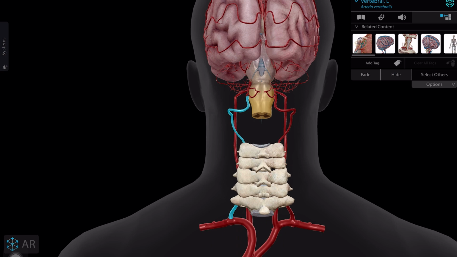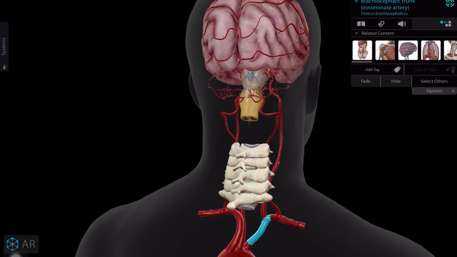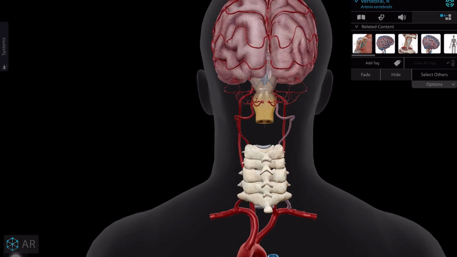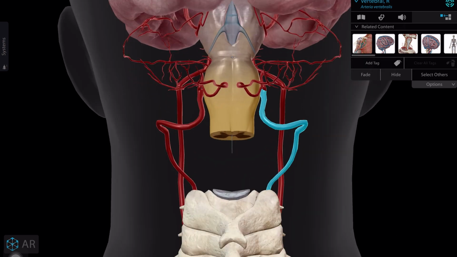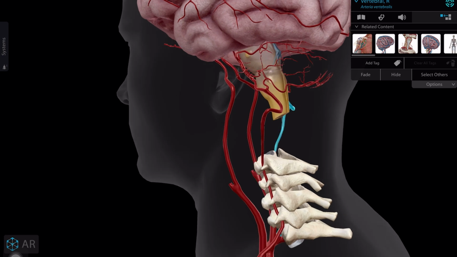The vertebral artery of the left side arises from the subclavian artery of the left side, and this is the vertebral artery of the right side, which arises from the brachiocephalic trunk, and supplies the medulla oblongata. And if we zoom in further, the vertebral arteries give branches, the posterior inferior cerebellar arteries, on their respective sides.